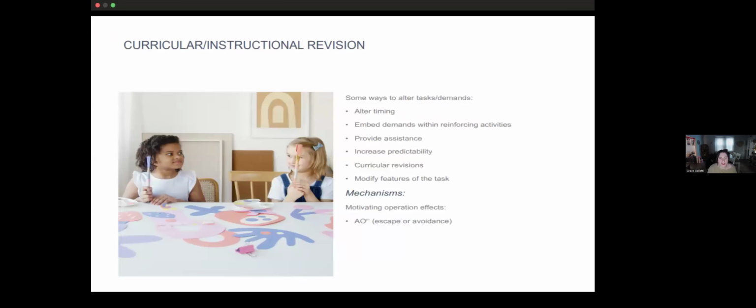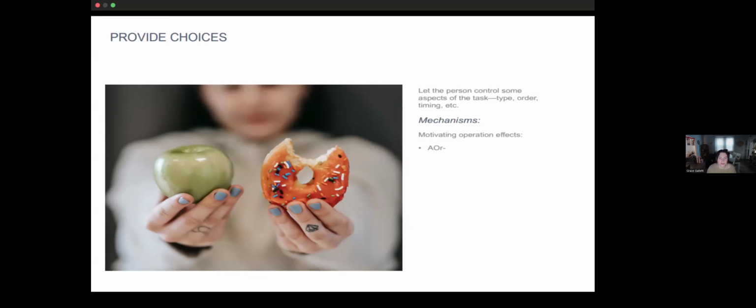I think this one's going to go hand in hand with the next one too, providing choice. Provide choice. Love this one. Do you guys want to talk about this one?